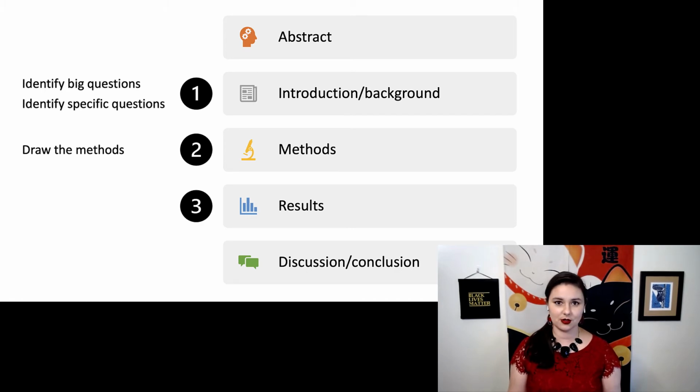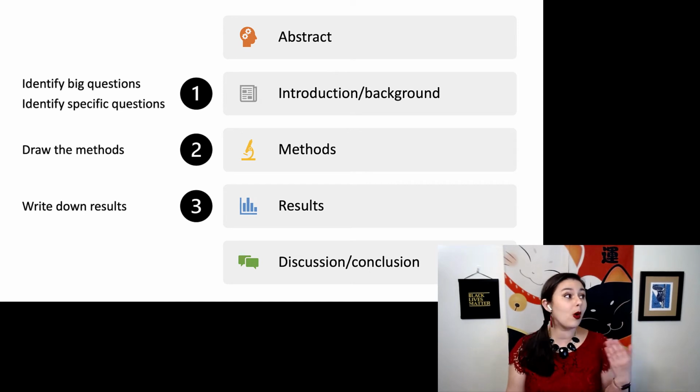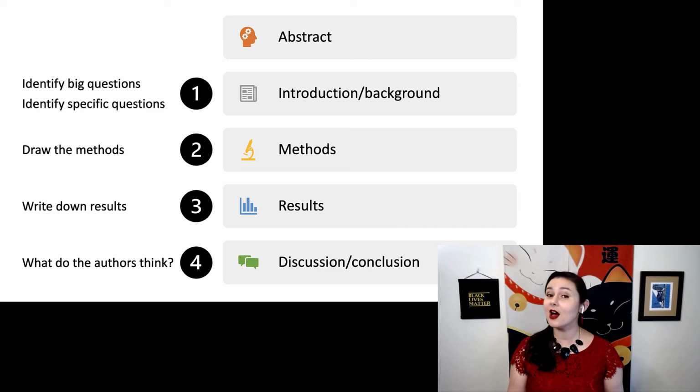Next, look at the results. First, you want to just write them down. What are they? We first need to just see what they are before we try to interpret them in any way. And then, of course, look at the discussion. What do the authors think? You can then double check this by looking at other papers and seeing what other authors think of this paper.